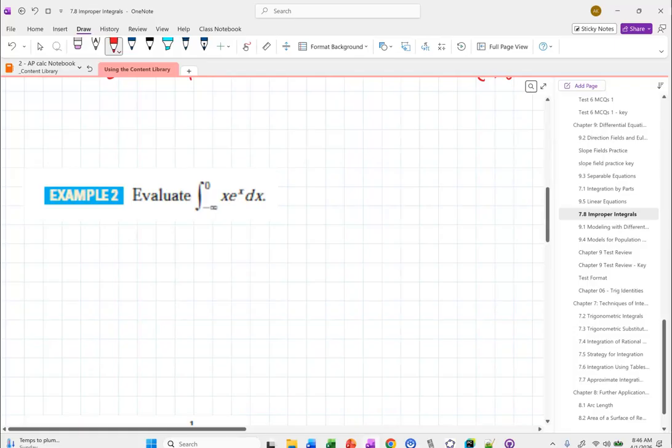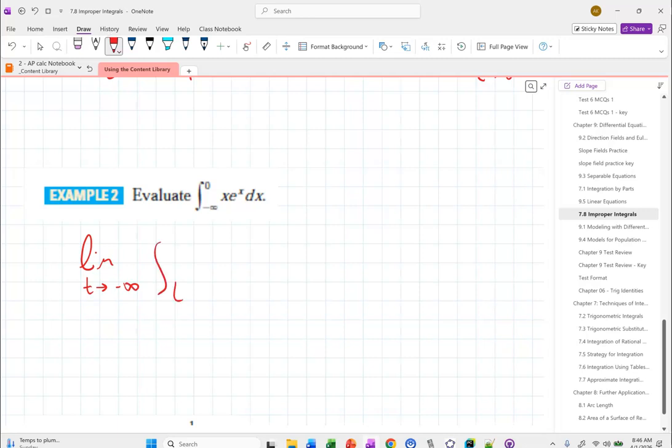So here's the integral from negative infinity to 0 of x e to the x dx. Any vertical asymptote here? For x e to the x? No, right? So the only thing we have to worry about is that lower bound to infinity, correct? Right. Okay. So we'll take the limit as t goes to negative infinity of the integral from t to 0 of x e to the x dx.